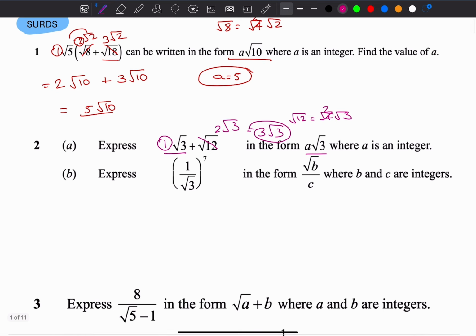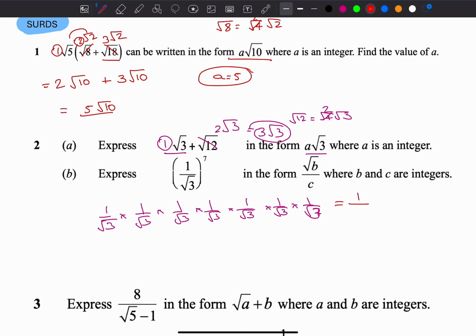1 over root 3 to the power 7. You write it 7 times: 1 over root 3 times 1 over root 3, and so on, that's 7 times. On the numerator, 1 times 1 times 1 is 1. Over, root 3 times root 3 is root 9, which is a 3. Root 3 times root 3 is root 9, which is another 3. 3 times 3 is 9. 9 times 3 is 27. 27 times root 3, so 27 root 3.